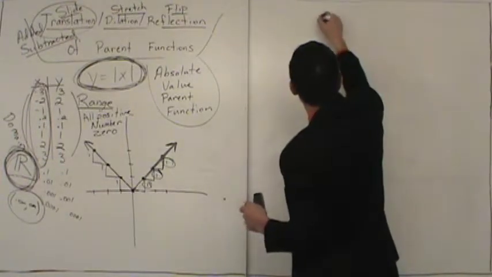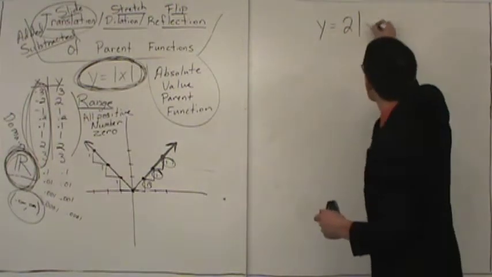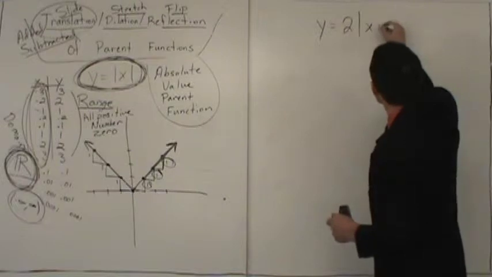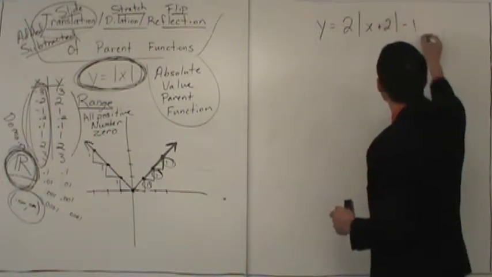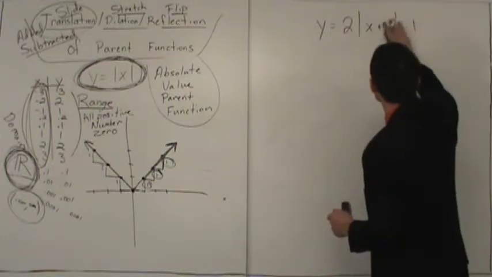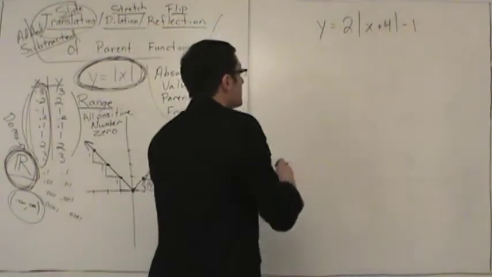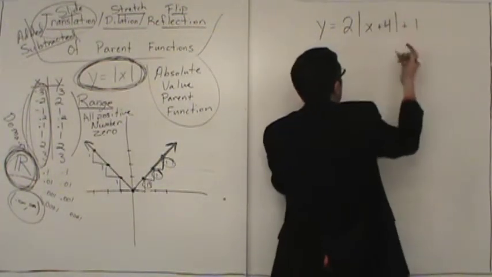Let's look at this function. Y equals 2 times the absolute value of x minus 3. Or let's change this. X plus 2 minus 1. No, let's change that to x plus 4 minus 1. Now, we need to find first a vertex.